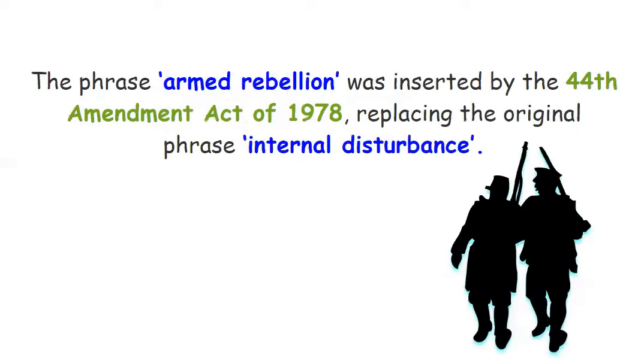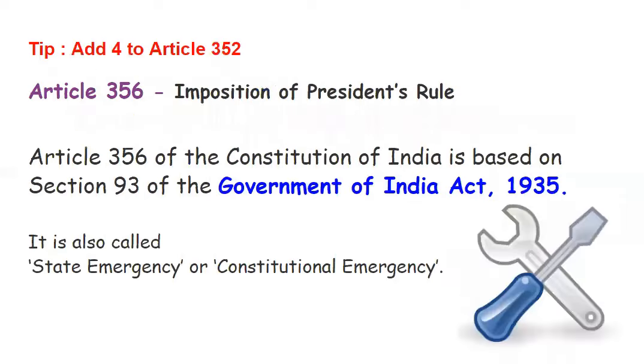The phrase armed rebellion was inserted by the 44th Amendment Act of 1978, replacing the original phrase internal disturbance. So before 1978, where you can see armed rebellion as a reason, internal disturbance was used. After the 44th Amendment Act of 1978, armed rebellion was inserted, replacing the original phrase internal disturbance.